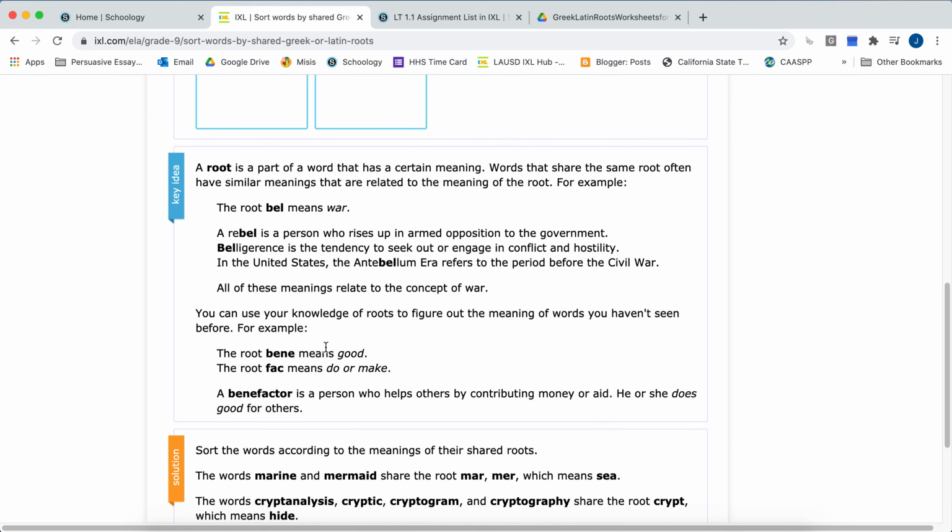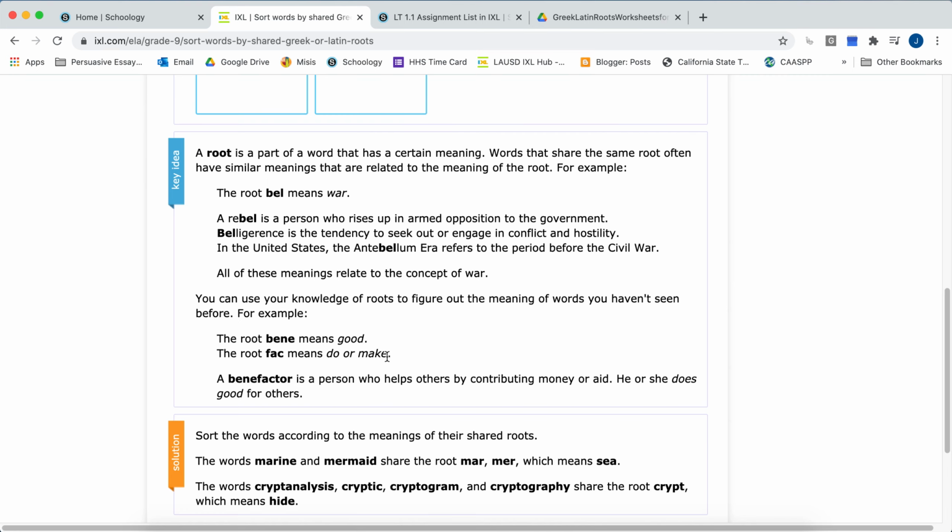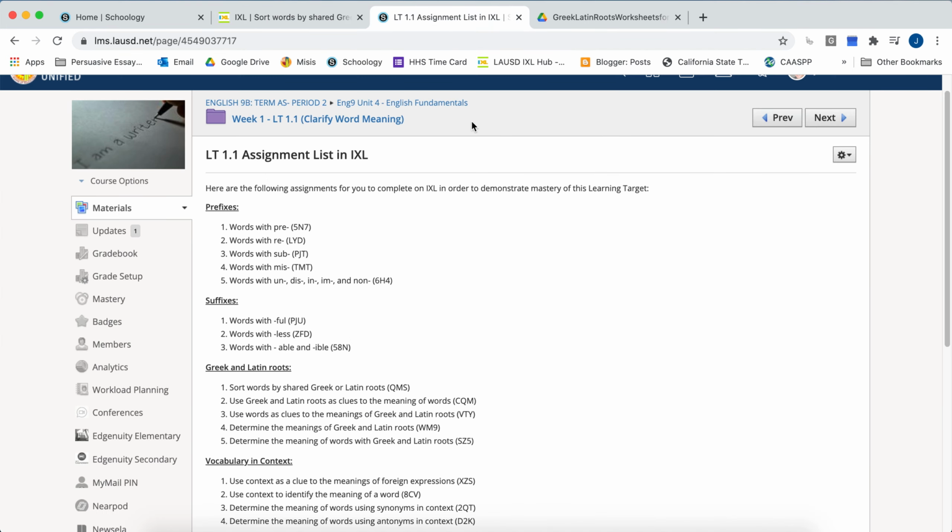You can also use your knowledge of roots to figure out words that you haven't known before. So if you know the root bene means good, and the root fac means do or make, a benefactor is a person who helps others by contributing money or aid. Now, if you've never studied Greek and Latin roots before and you're looking at this and you're like, well, where do I start? Well, I've got a thing for you.